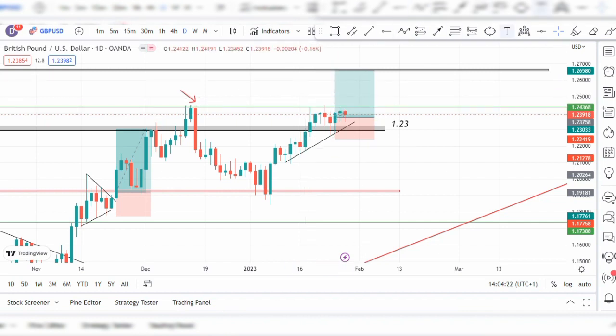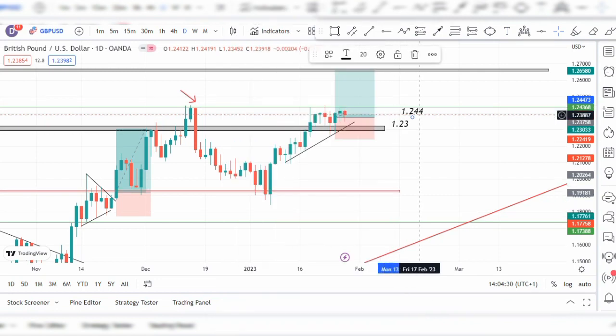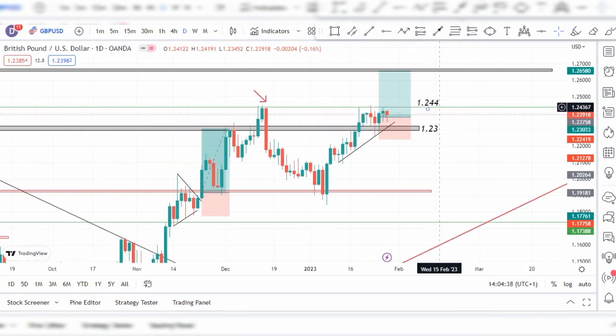1.244 area, which I will map out here, and that's the 1.244 area. That's another key zone that we'll be looking at, and the reason why I mapped out these two areas would be that's where we'll be looking for price reactions and to see what price does exactly.